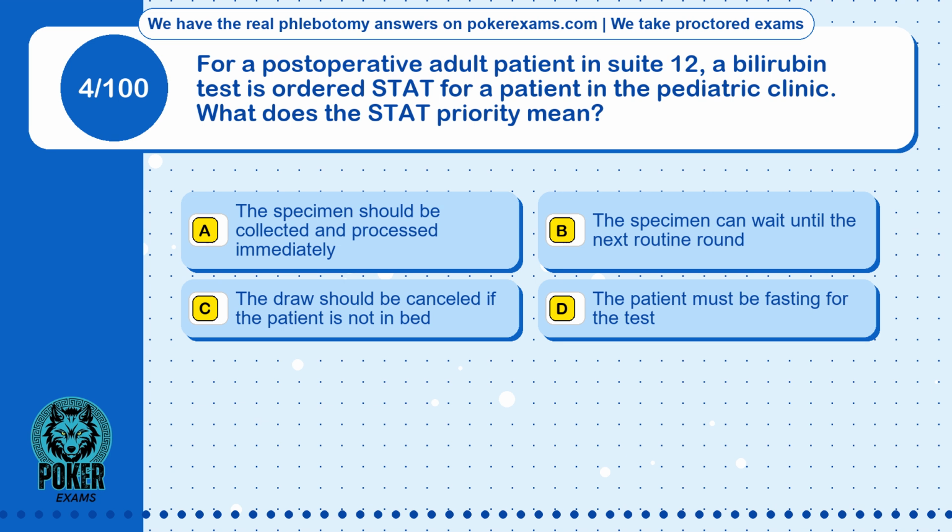Option A. The specimen should be collected and processed immediately. Option B. The specimen can wait until the next routine round. Option C. The draw should be cancelled if the patient is not in bed. Option D. The patient must be fasting for the test.